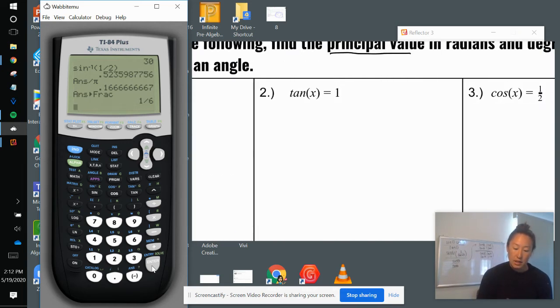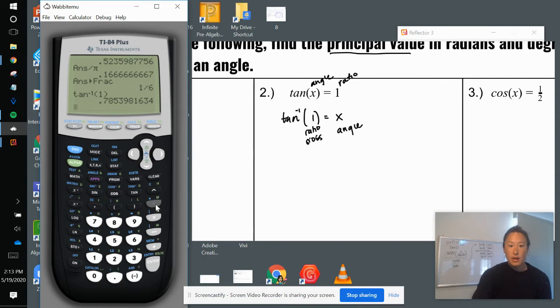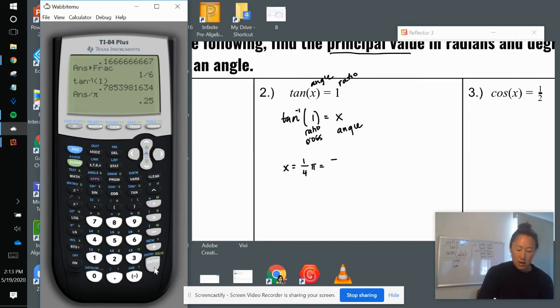Next, tangent of x equals 1. So to find out the angle, and this is the ratio of sides, the inverse tan of 1 is equal to the angle. Okay, so I'm going to use my calculator, inverse tan of 1. And then I'm going to divide out the pi since I'm in radians. And I get 0.25, so pi over 4. So x is equal to 1/4 pi, which is pi over 4. And then as degrees, remember that's 45 degrees.